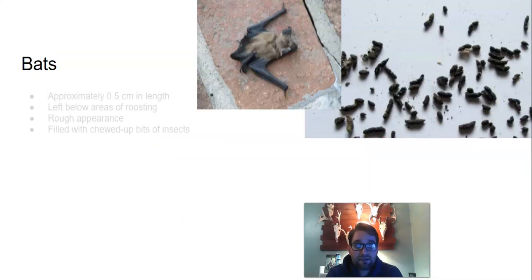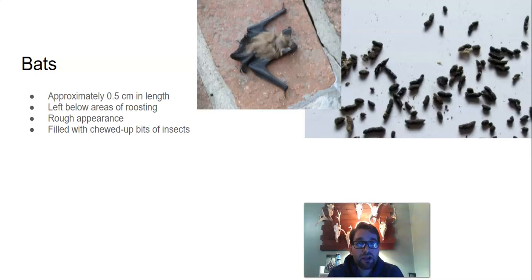Bats. Bats typically roost together in large concentrations. Right below their area of roosting, they leave their fecal material. Oftentimes it has chewed up bits of insects in it. It has a rough appearance. It's usually very small in size, no more than 1/2 centimeter in length.